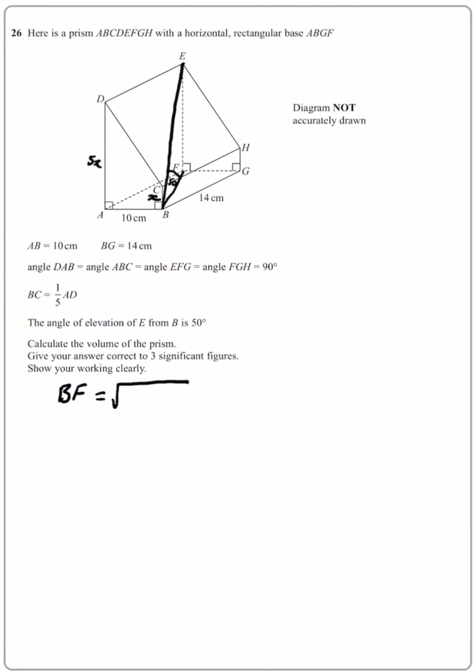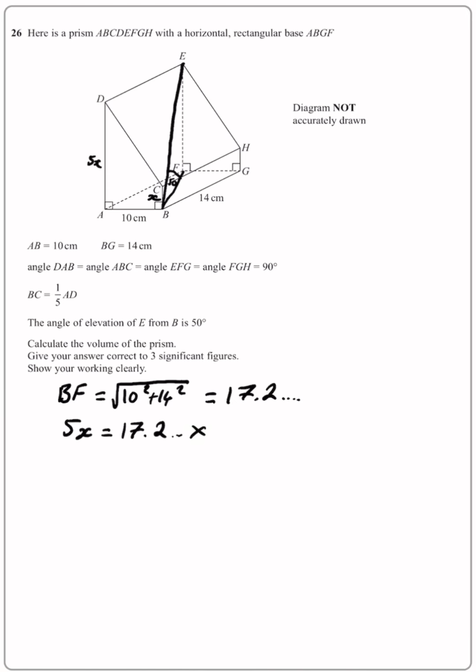Okay, so to find BF, I'm going to do Pythagoras using the 10 and the 14. I'm looking at the base of the shape, the base rectangle, the diagonal of it. So square root of 10 squared plus 14 squared, which comes out as 17.2.